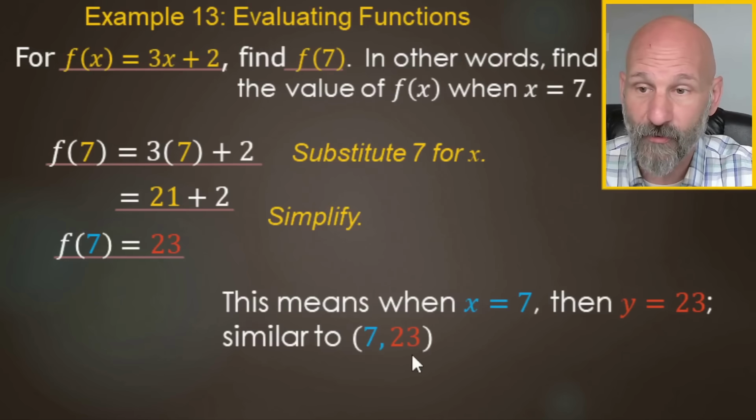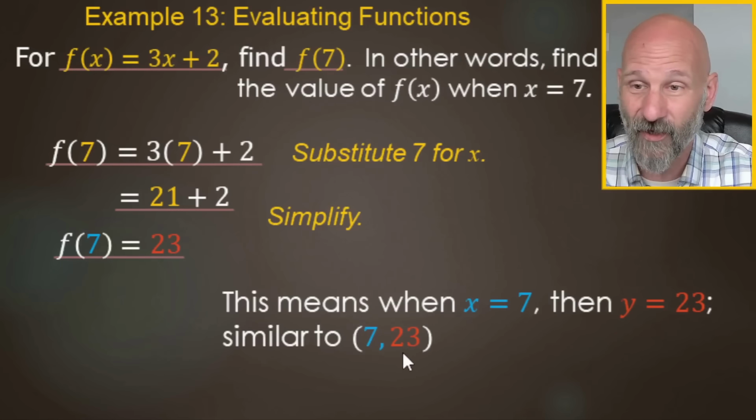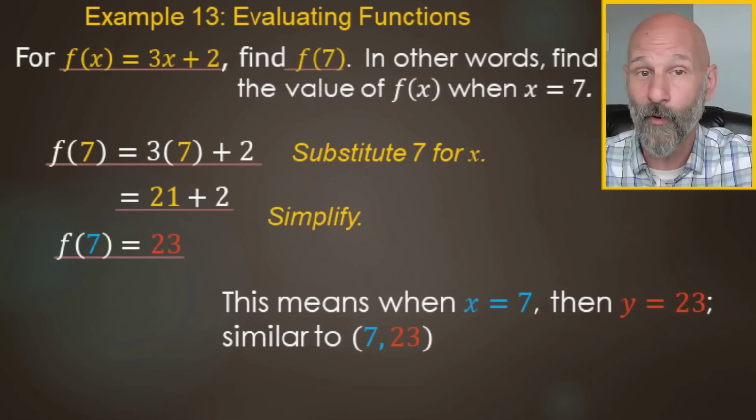Okay, so if we try to put this on a coordinate plane, graph it, that would be 7, 23 would be the coordinate point or the ordered pair.